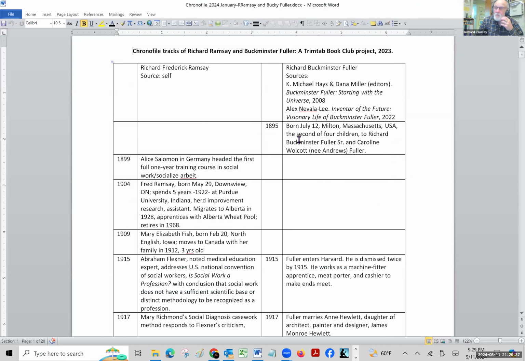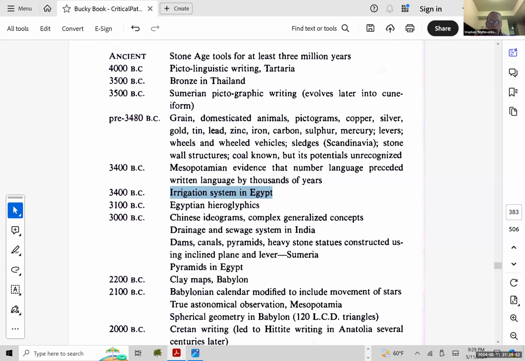because I have your document here, Richard, up as well. So when we get to the 1890s here, we'll switch over and do a comparison. And so let me see, that's my Yucatan. So here we go. He said 3100 BC, Egyptian hieroglyphs were developed. 3000 BC, Chinese ideograms, complex generalized concepts.